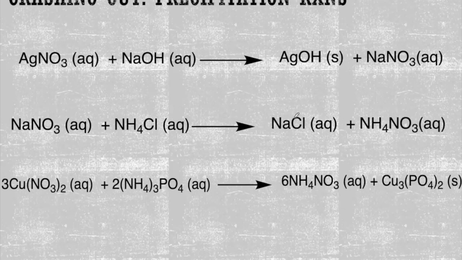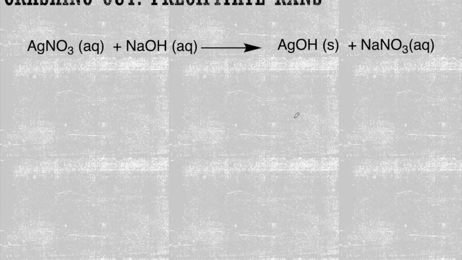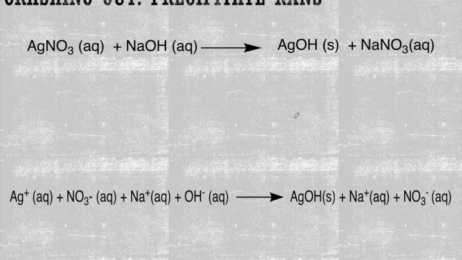So let's look at this in a little bit more detail, the silver nitrate reaction with sodium hydroxide forming silver hydroxide and sodium nitrate. We've looked at this already and we know that this is the ionic equation that's formed. So how does that happen? Let's go review that for a minute to make sure that we know how the solubility aspect is happening.